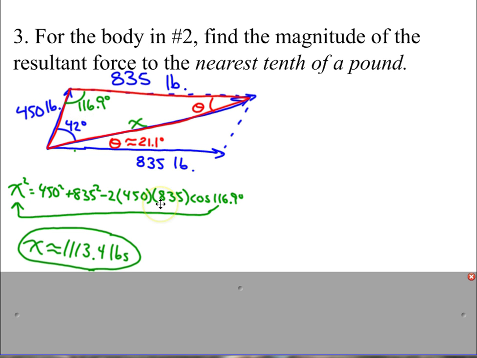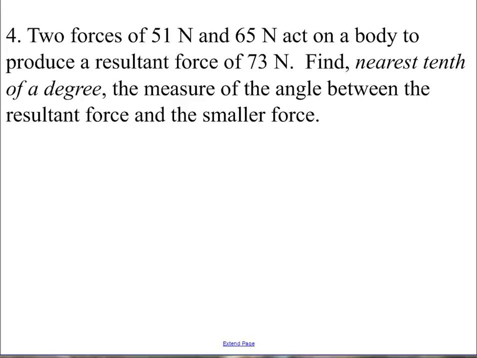So hopefully from this recording you've got a decent sense of what a vector is, how you set up your parallelogram of forces, and how you use your law of sines and law of cosines to solve for unknown sides and angles. So now it's your turn. I'm going to leave you with this question to try to figure out, and you can enter the question in your Edmodo quiz. Okay, so we've got two forces acting on a body.